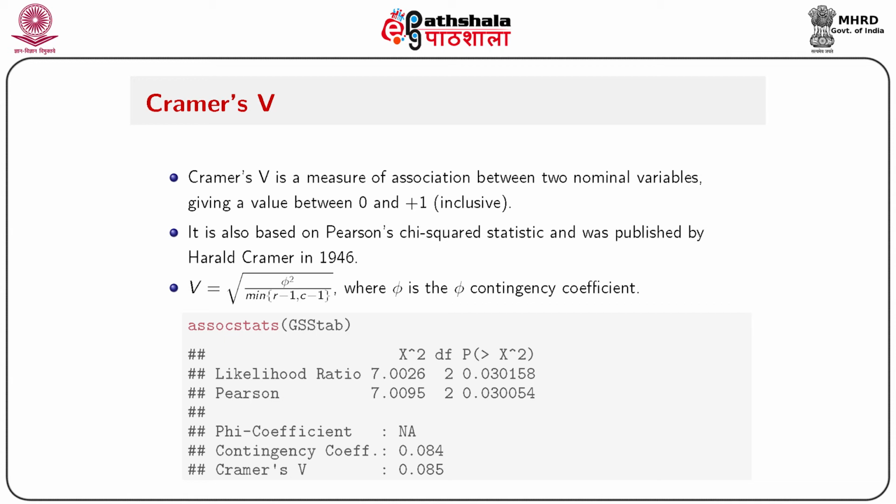The phi coefficient is not available because the GSS table is not a 2 by 2 contingency table, but it can calculate the contingency coefficient, which is a more general measure than the phi coefficient. Cramer's V is showing 0.085 and 0.084, which are very weak associations. It's not a strong association at all.